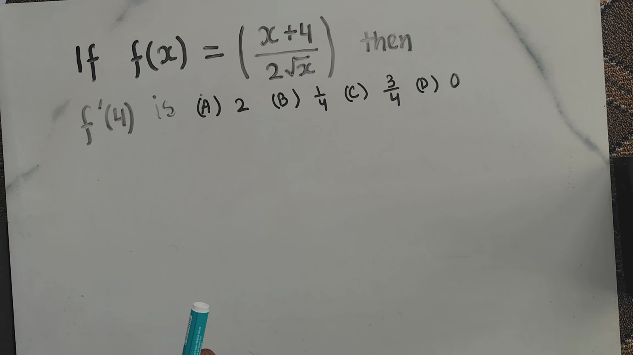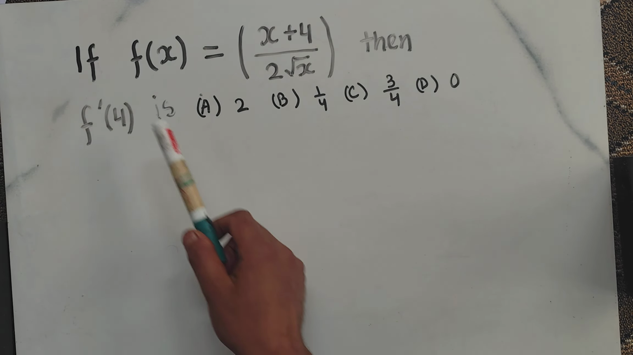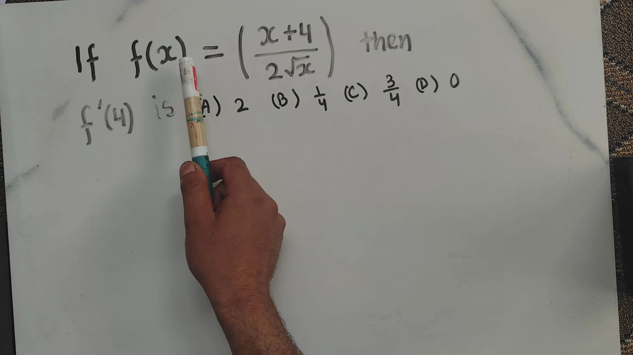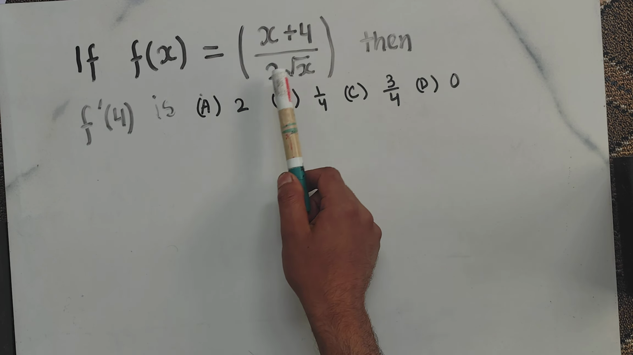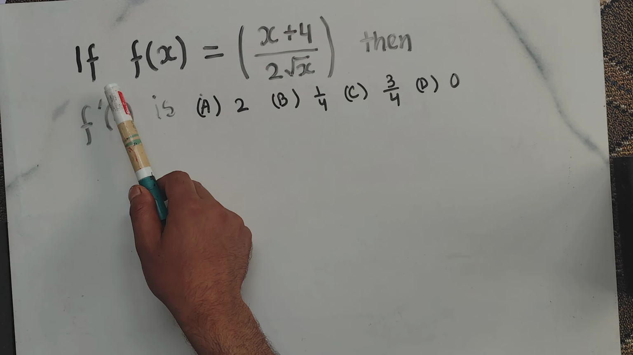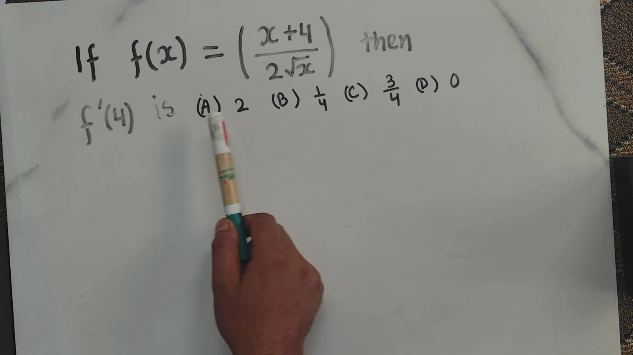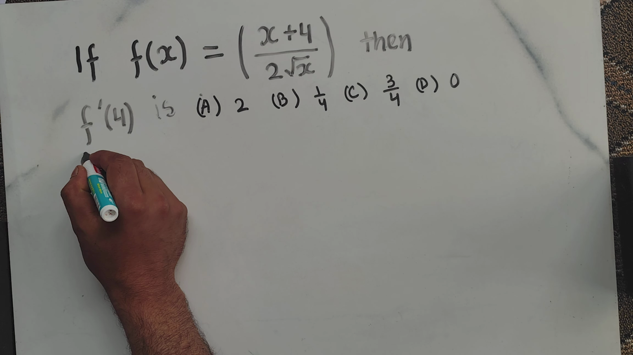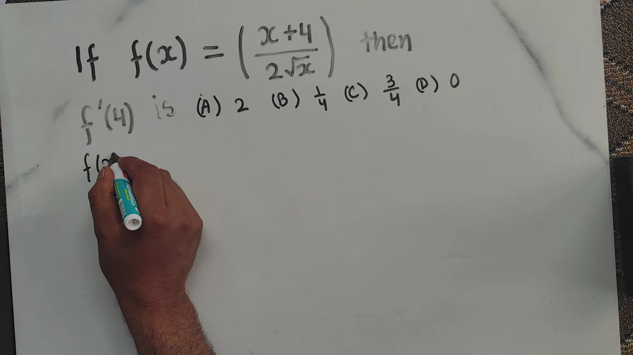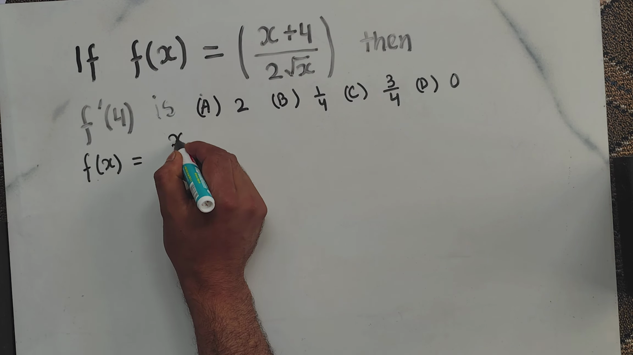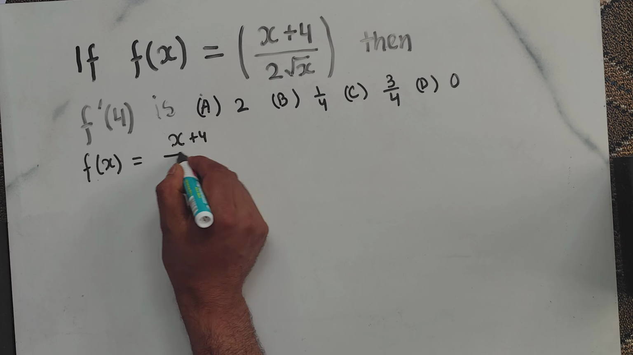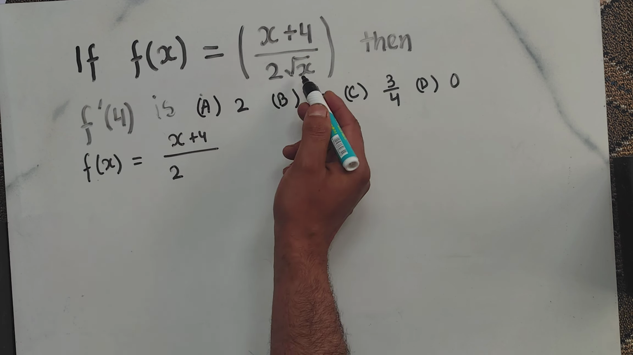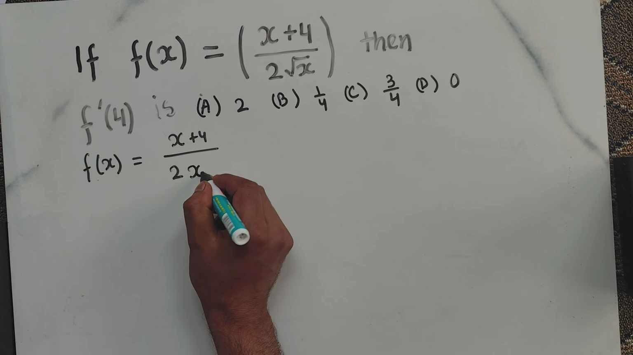Let us solve a question on quotient rule of differentiation. The question is, if a function f of x is equal to (x plus 4) upon 2 under root x, then f prime at x equal to 4 is, options are 2, 1 upon 2, 3 upon 4 or 0. Okay, so we have the function f of x equal to (x plus 4) upon 2 under root x, which can be written as 2x raised power 1 upon 2.